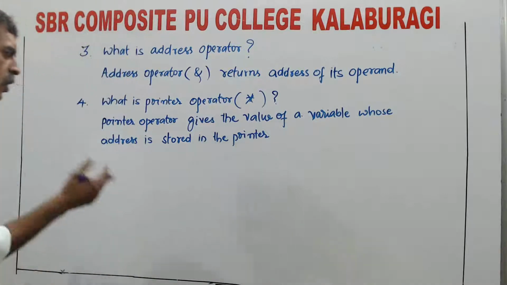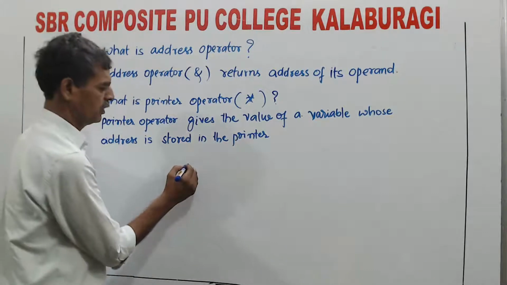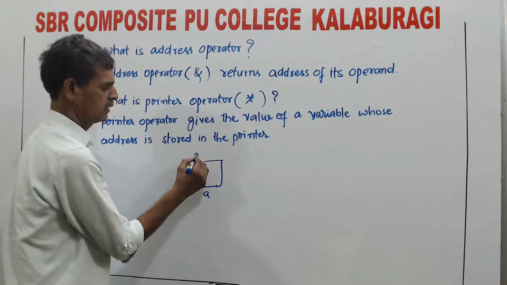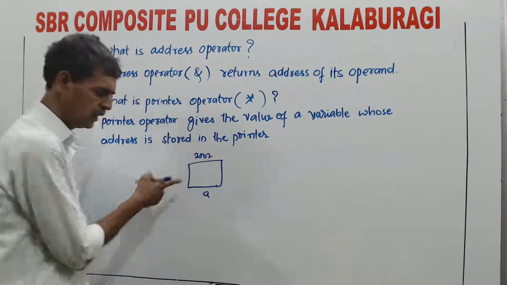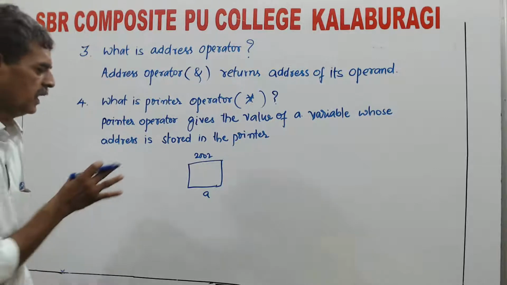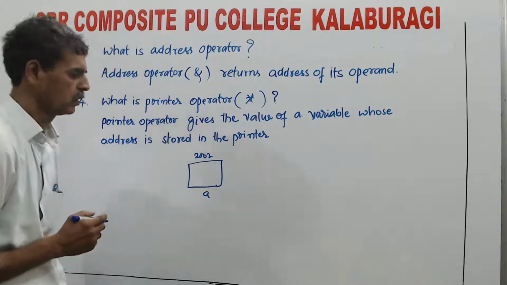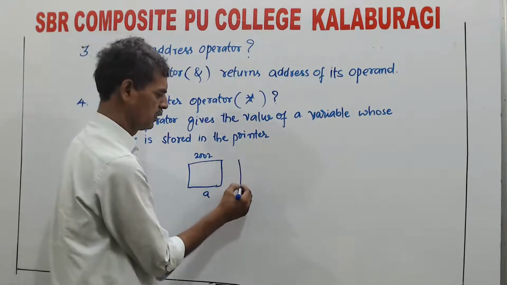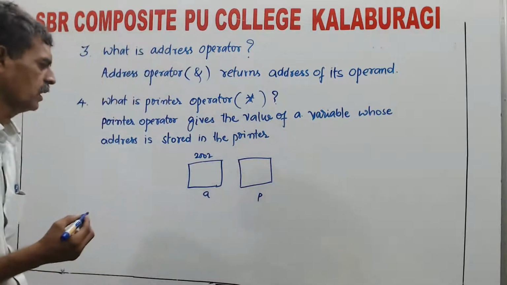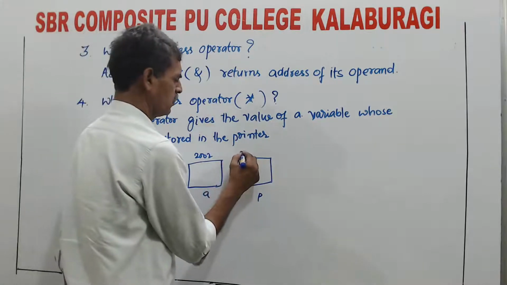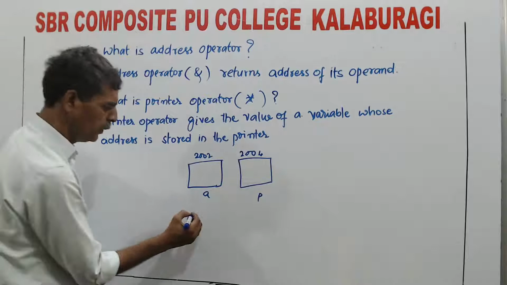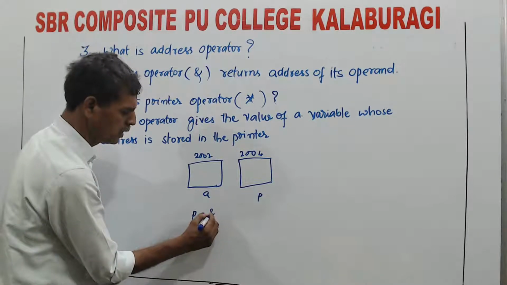For example, to make it more clear, this is one variable A, and its address is 2002. The address of variable A is 2002. And there is a pointer, P is a pointer. Every variable has its own address. Its address is 2004. Now, pointer P holds the address of A.